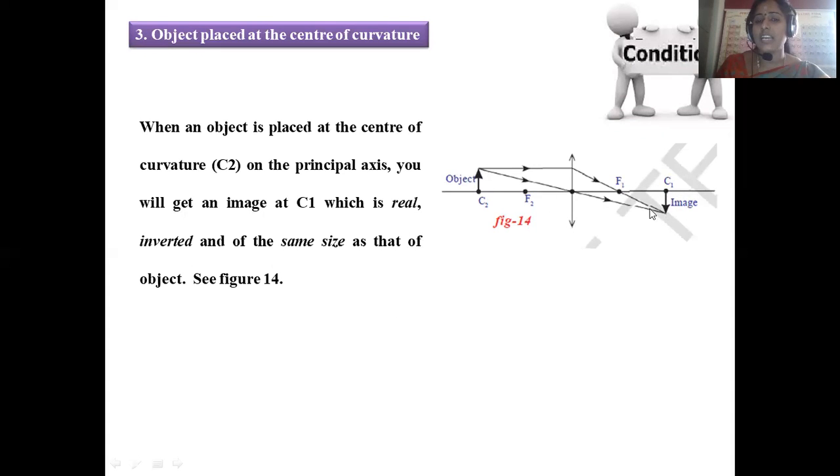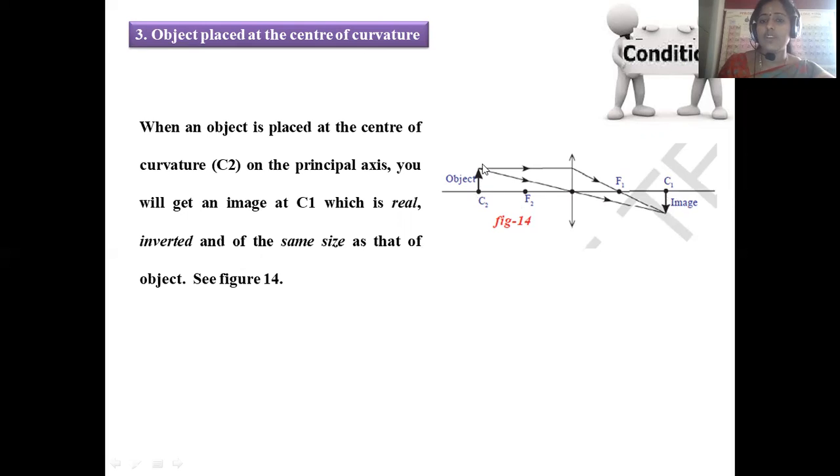The image is inverted, but the size of the image and object will be exactly similar. What is the distance of the object and the exactly similar distance of the image? A similar height of the image is generated, and being a real image generated on the screen, it will be of the same size but inverted in nature. This is the condition number 3 we are going to apply.